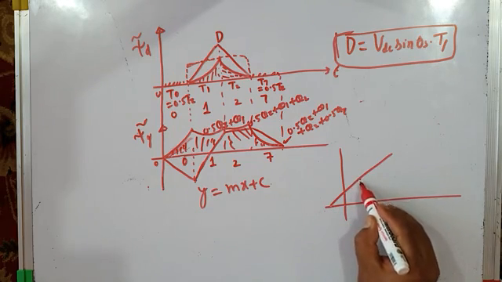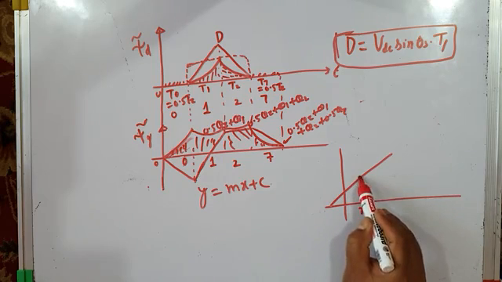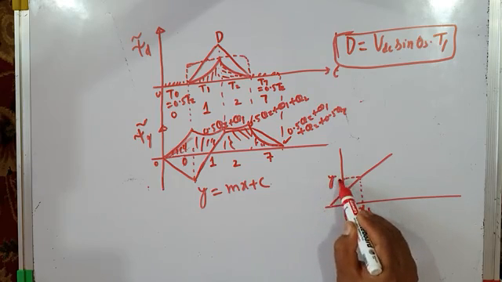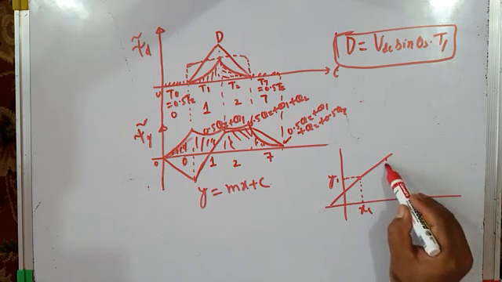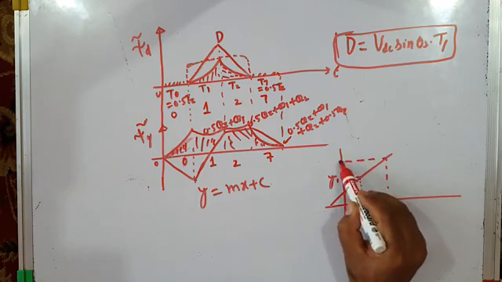I will take two time intervals. I will take the x1 value, and at the x1 instant, the value of the magnitude of this line is y1, and at the instant x2, the value is y2.